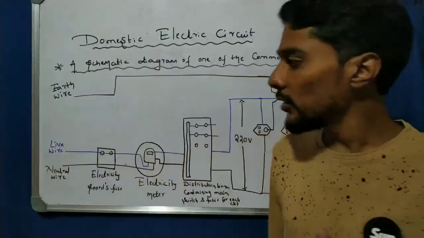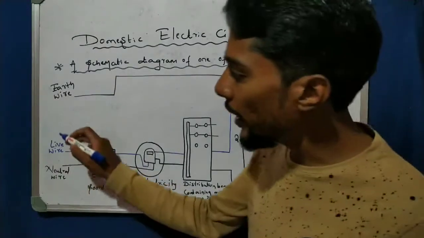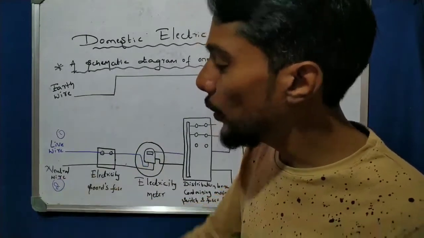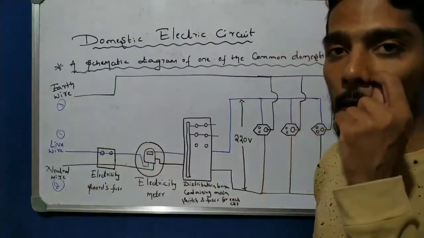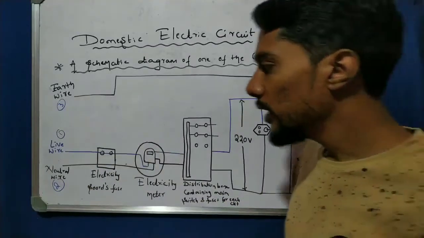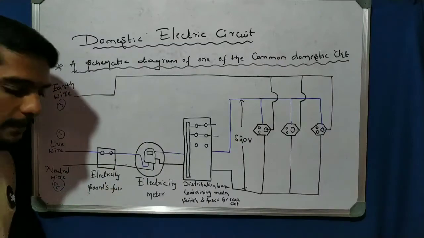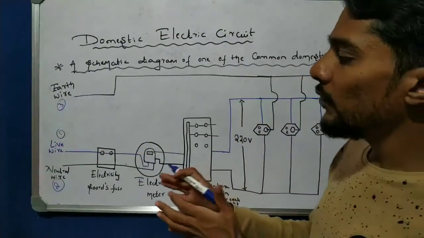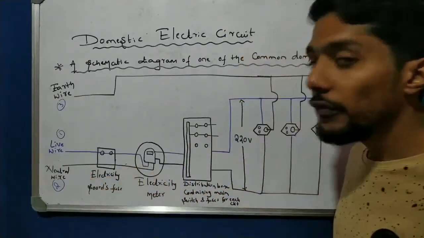So this is the domestic circuit. See here, there are three types of wires. This one is called the live wire, the second is called the neutral wire, and the third is called the earth wire. Let us see them one by one. Here the electric fuse board is there. The electricity board's fuse is the main supply from where we get the electricity.